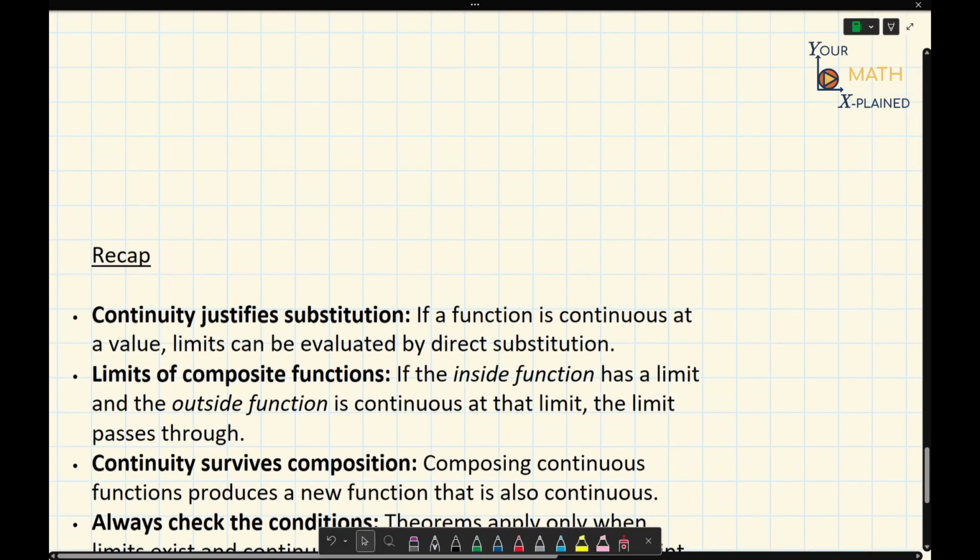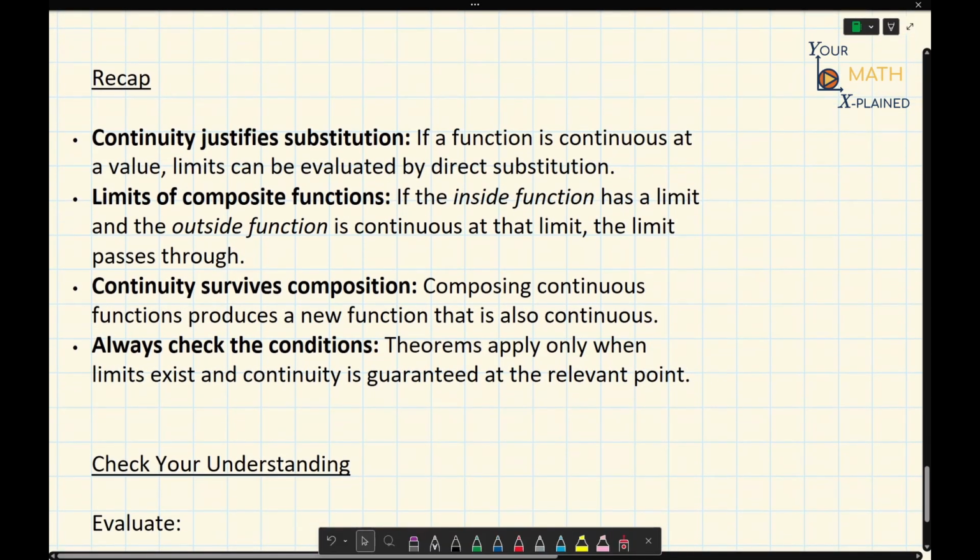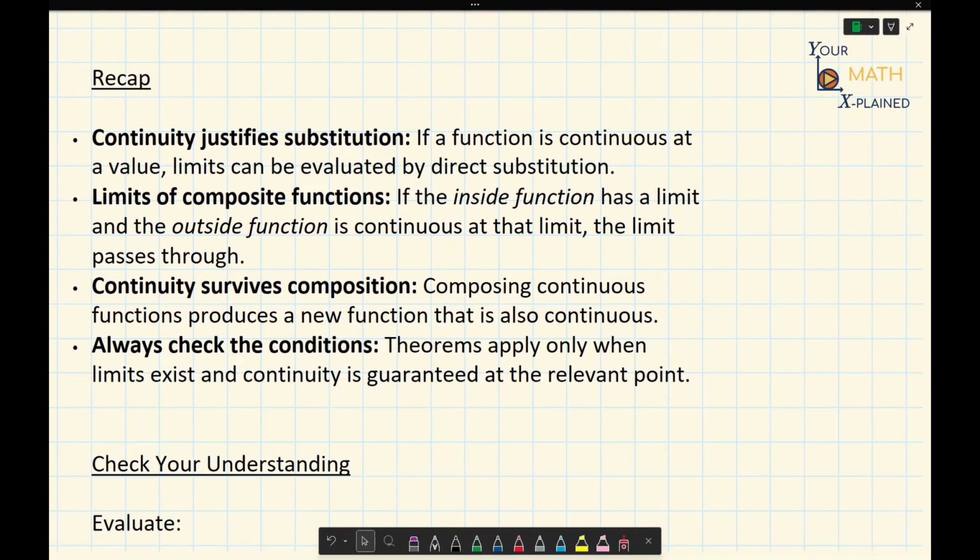And now let's do a recap of what we covered in this video. We learned that it's continuity that justifies substitution. If a function is continuous at a value, then limits can be evaluated by direct substitution. We also saw that for limits of composite functions, if the inside function has a limit and the outside function is continuous at that limit, then the limit passes through. We learned that continuity survives composition, so that composing continuous functions produces a new function that is also continuous.